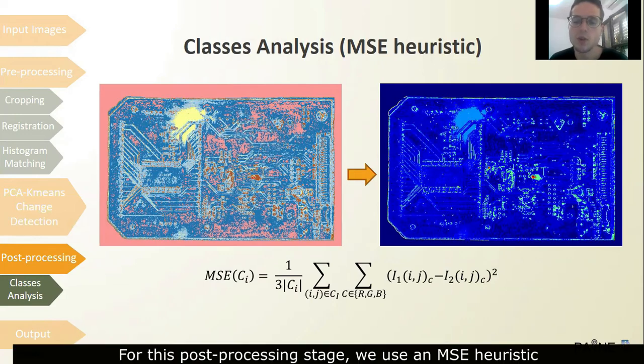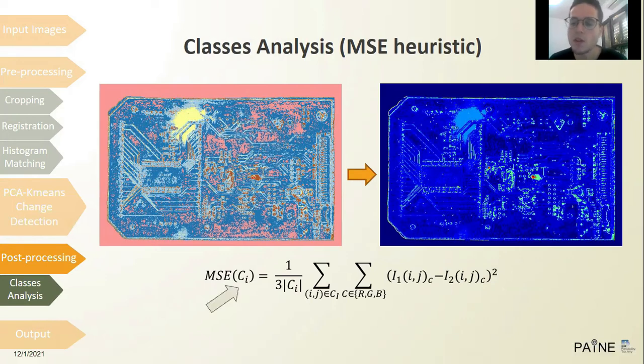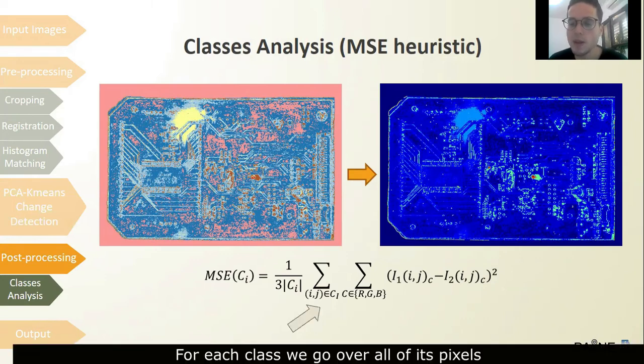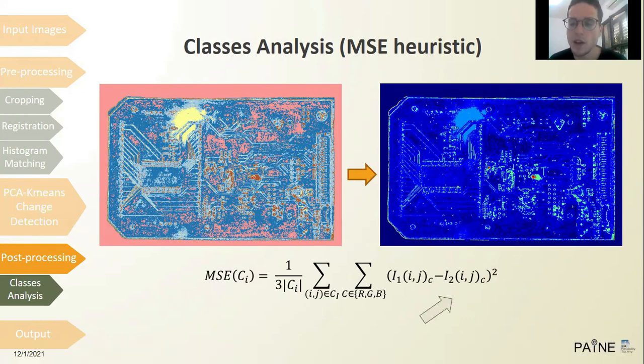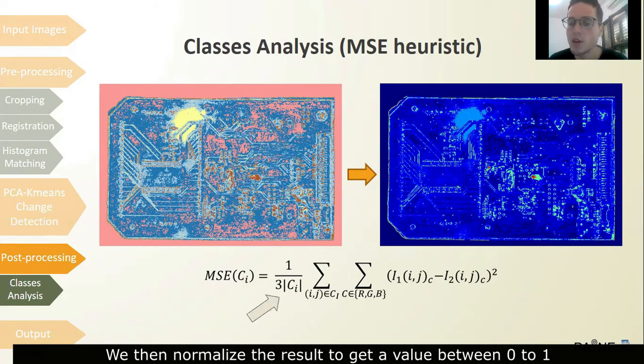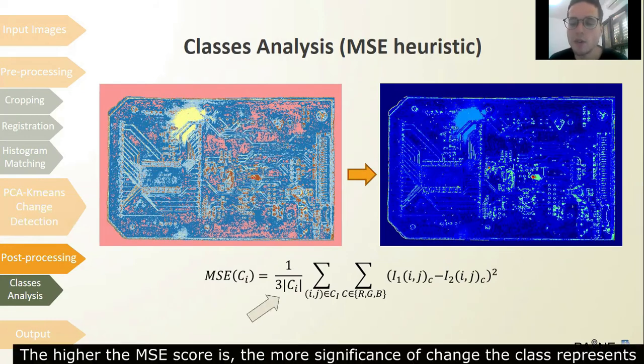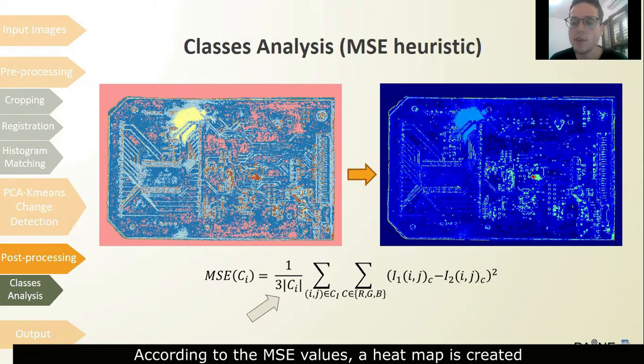For this post-processing stage, we use an MSE heuristic to assess the level of change for each class. For each class, we go over all its pixels and we sum the squared difference between the two images in all the three RGB channels. We then normalize the result to get a value between 0 to 1. The higher the MSE score is, the more significance of change the class represents. According to the MSE values, a heat map is created.